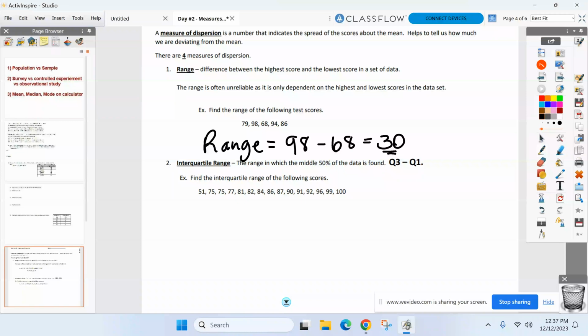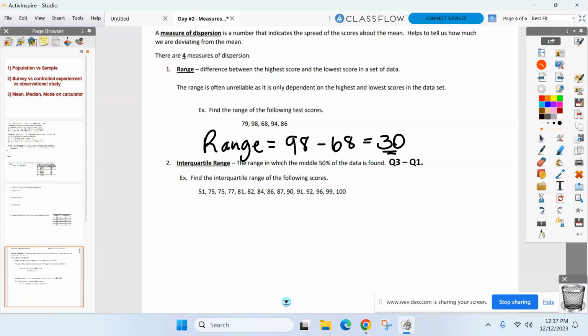The problem with the range is, let's say all of you score around the same, and I got this one kid who's lazy and scored like a 56. That range isn't going to really tell me if I did a good test, if the scores are around each other. But that's how you find the range.